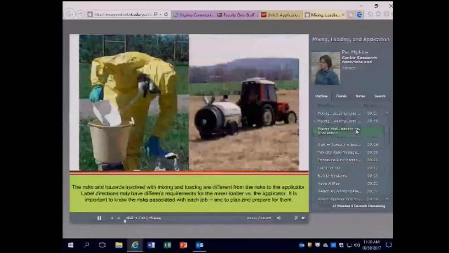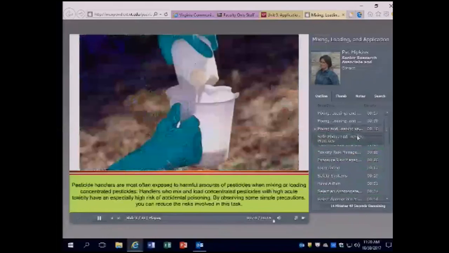We're going to talk about mixing and loading first and application second, because the risks and hazards involved with these two different sets of practices are somewhat different. Nonetheless, both are directed by what you read on the label. Mixers and loaders who handle concentrate, especially concentrates that are high in acute toxicity, have high risk. Regardless of the toxicity of the product, here are some simple steps to think about when you're mixing and loading.